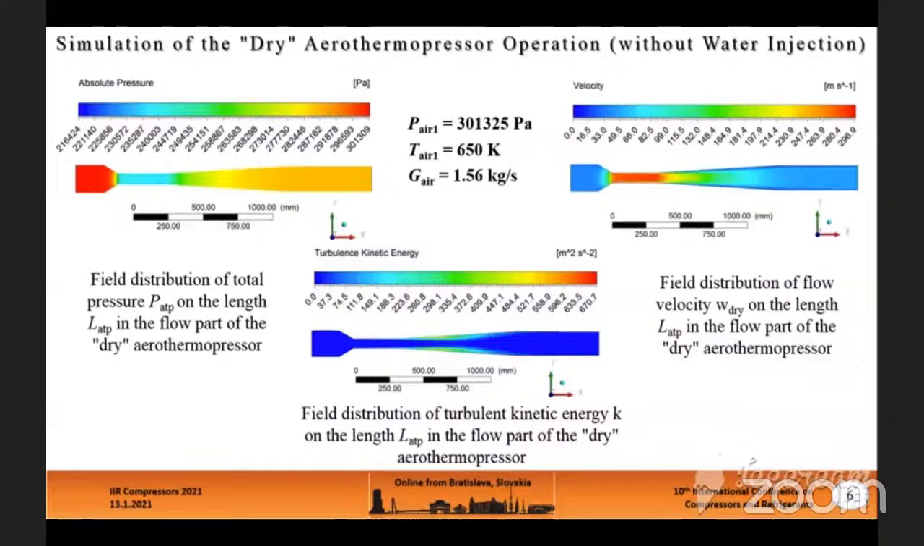Obtained results. At the first stage, a simulation of the IIR thermopressor was carried out. It was found that the decrease in the airflow pressure due to frictional losses is 15 kilopascal or 5%. The air velocity at the inlet of the evaporation chamber was 280 meters per second. The diffuser divergent angle ensured the absence of flow separation, which reduced local pressure losses in the diffuser.